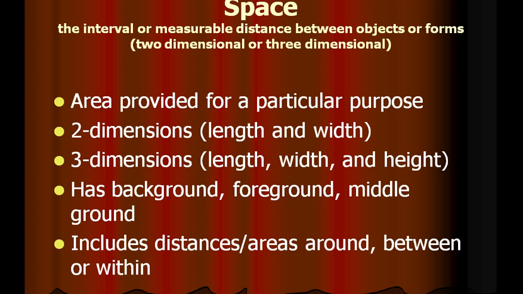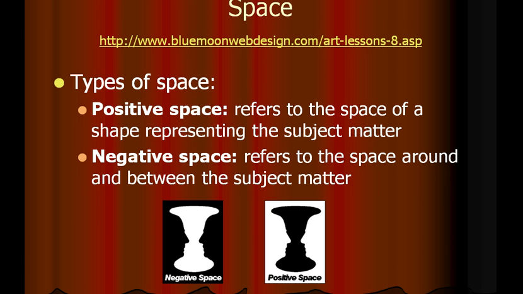Space indicates the interval or measurable distance between objects or forms, two-dimensional or three-dimensional. It's the area provided for a particular purpose. 2 dimensions indicate length and width. 3 dimensions indicate length, width, and height. It has background, foreground, and middle ground, and includes distances, areas around, between, or within.